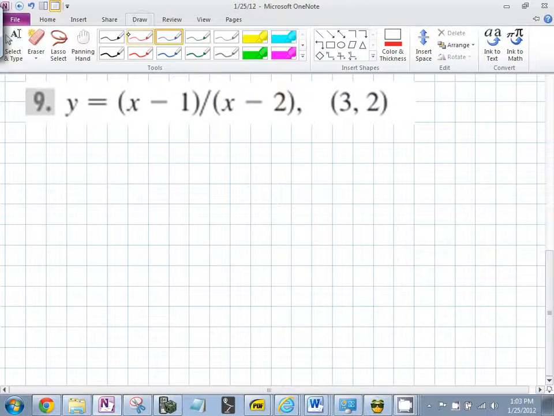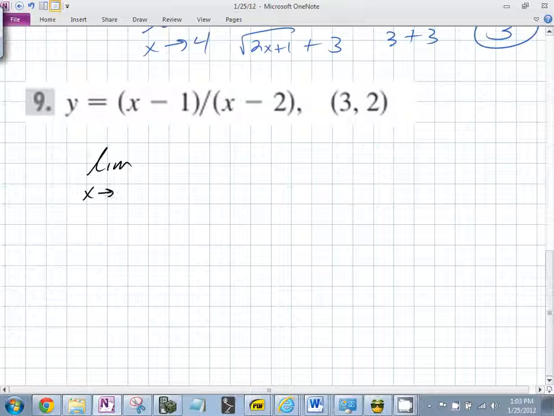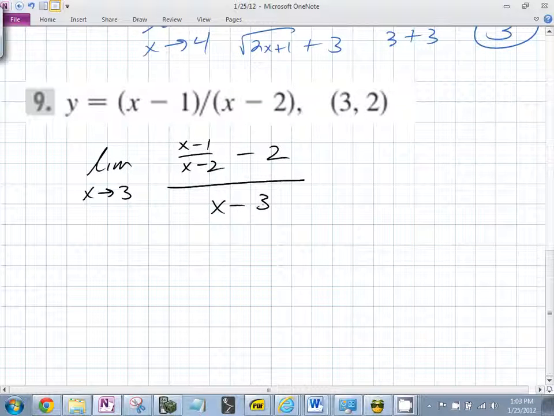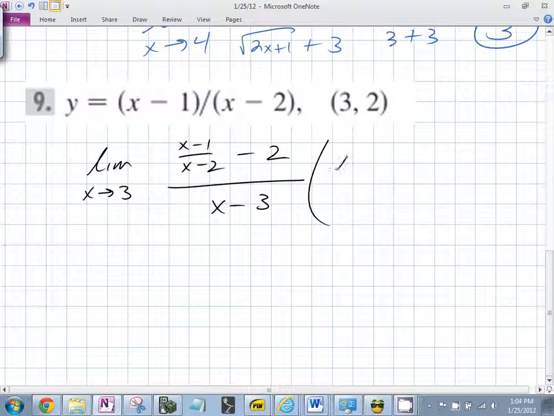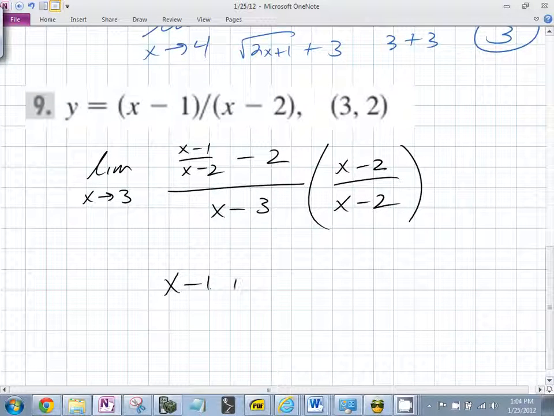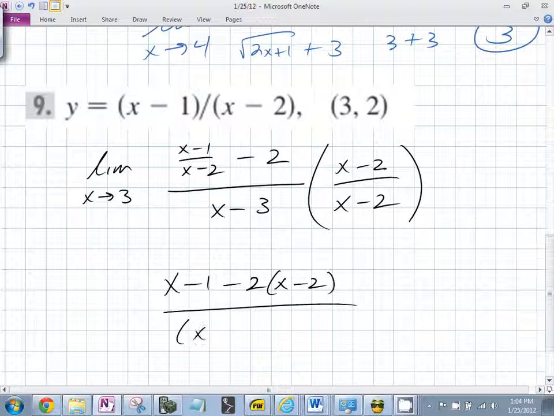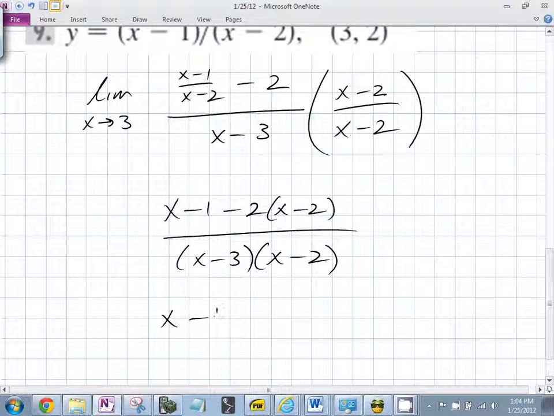So again, the limit you're doing here is the limit as x goes to 3 of (x minus 1 over x minus 2, minus 2) all over x minus 3. How do you attack this? You need to simplify the numerator, so do the top first. How? Multiply by x minus 2. Because what do you end up with? X minus 1 minus 2 times x minus 2 all over x minus 3 times x minus 2. Great simplification method. You end up with x minus 1 minus 2x plus 4.